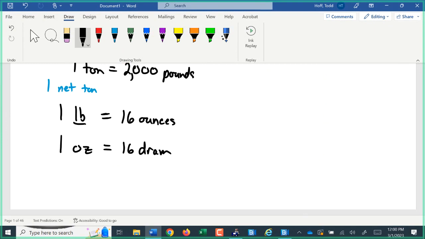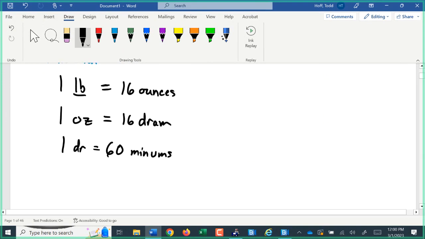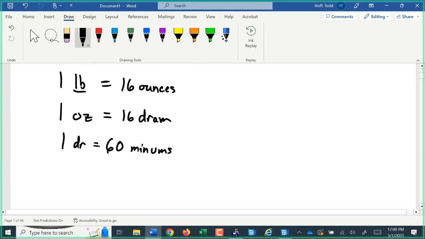Smaller yet, we have minims. 1 dram contains 60 minims. Think of a minim like a minute, 60 minutes in an hour, 60 minims in a dram. A dram was one of those apothecary units used for measuring medications. A minim was much smaller for measuring smaller amounts of medications. Then there was also another unit that became almost indispensable, and that was the grain.